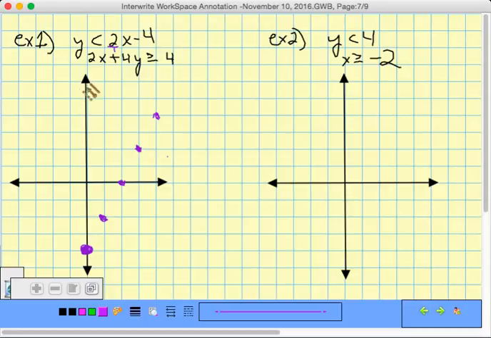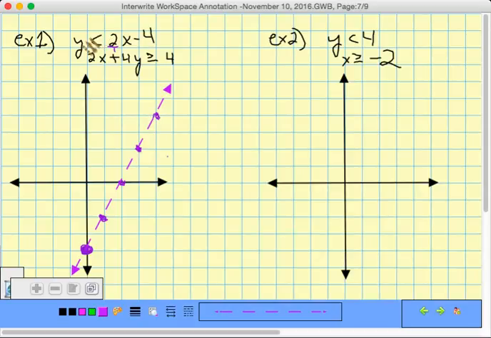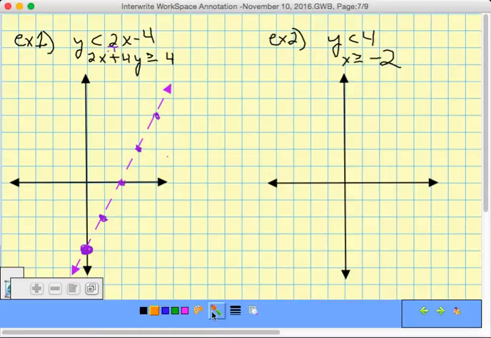And then we have to stop for just a second, though. Remember, there's no line underneath. So instead of just drawing our solid line, we have to make it dotted. If it's less than or greater than without the or equal to, we need a dotted line because it's not actually on that line. So we're going to make our dotted line. And then for less than, we need to shade down. So I'm going to shade below.